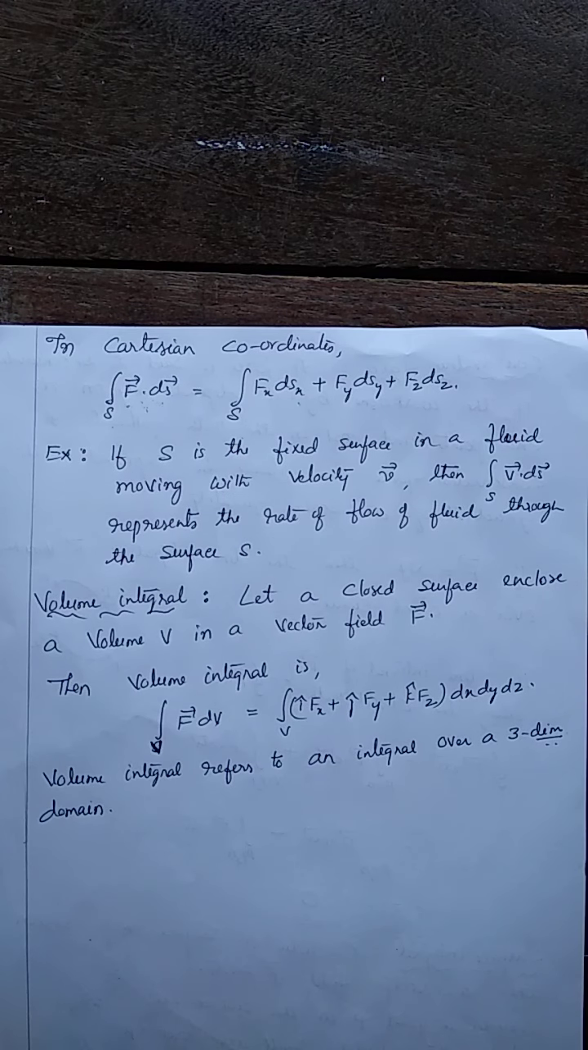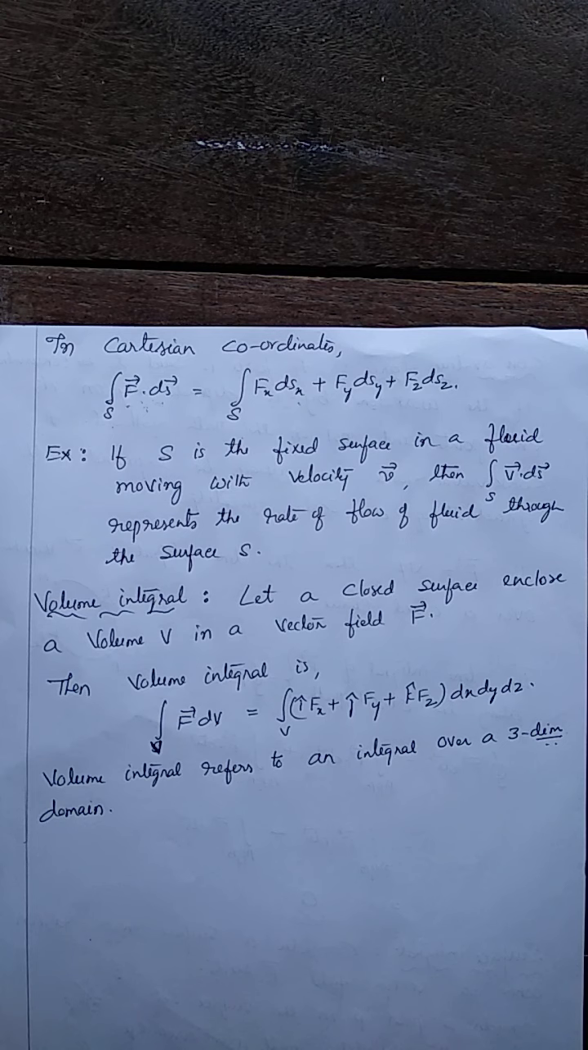Say the example given is S, a fixed surface in a fluid. Suppose we have a fluid in motion with velocity v. The distribution of velocity is nothing but the vector field. Then the surface integral of v vector dot dS vector represents the rate of flow of the fluid through that surface S, or the flux of liquid coming out of that surface. Flux of liquid, rate of flow of liquid or fluid in general.